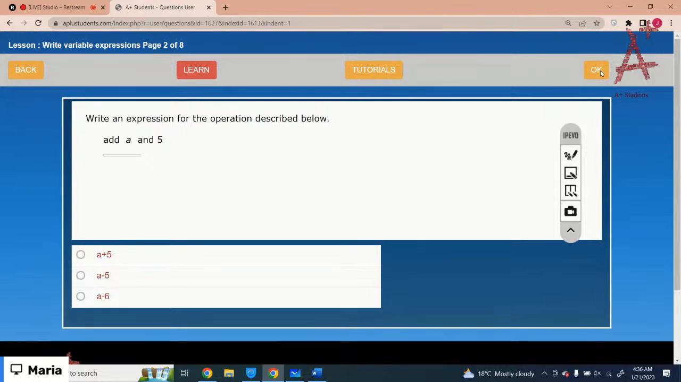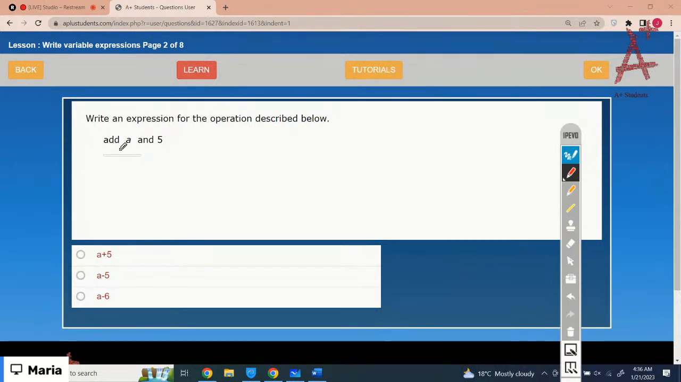Okay, write an expression for the operation described below. Add a and 5. So you have to add, just write down a plus 5. Got it? So that is the correct option. That would be a plus 5.